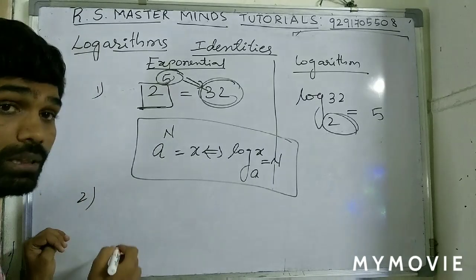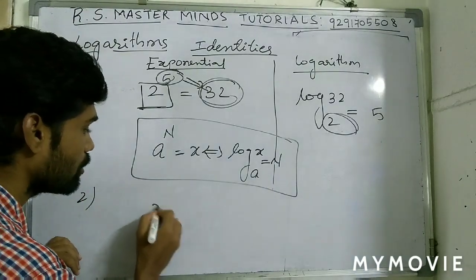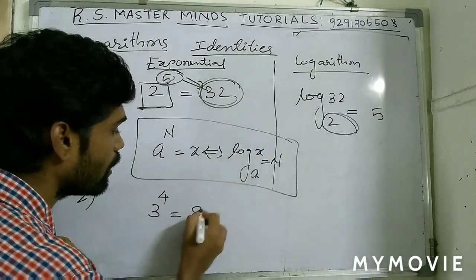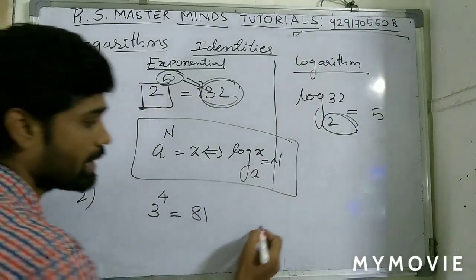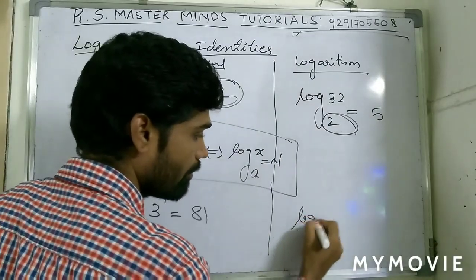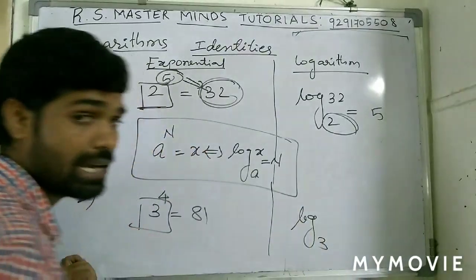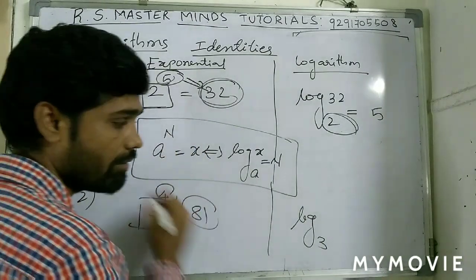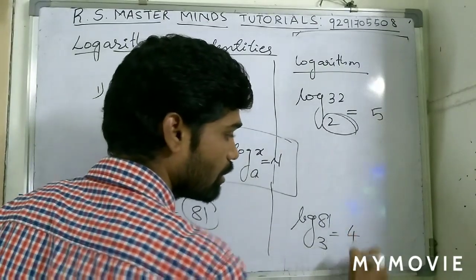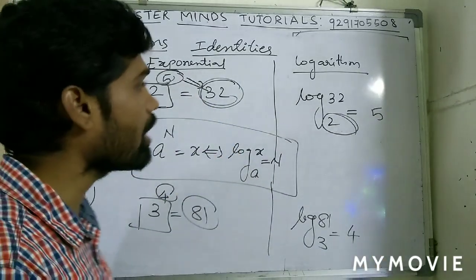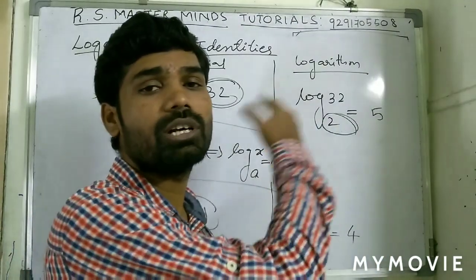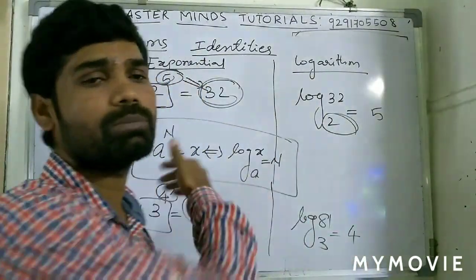Let us see one more example, then you will understand very well. 3 power 4 is equal to 81. Now you can write it very fast. Log, what is the base here? The base is 3, placed as it is. The power and the value change places: log 81 to the base 3 is equal to 4, that's it. So this is the way of writing from exponential to logarithm and logarithm to exponential.